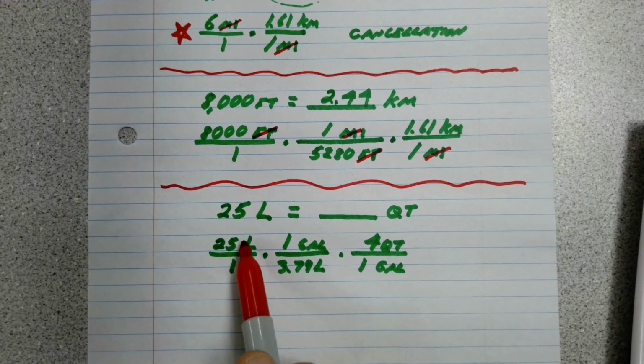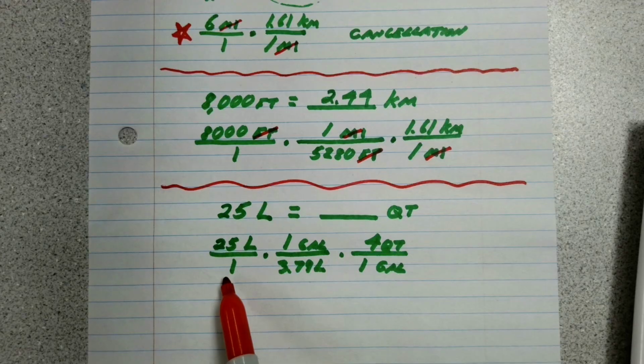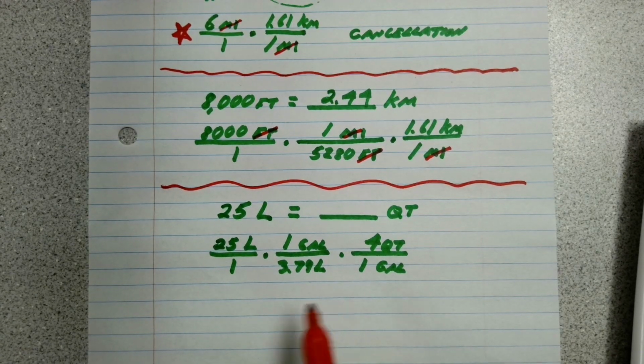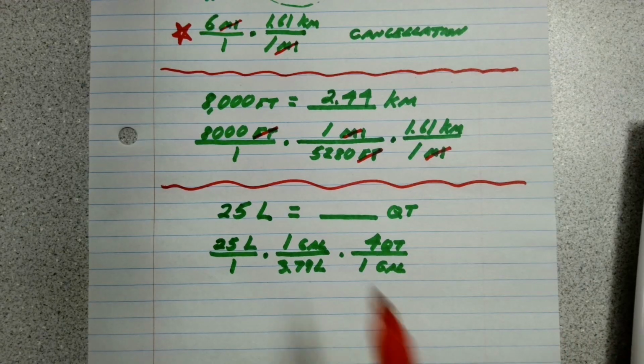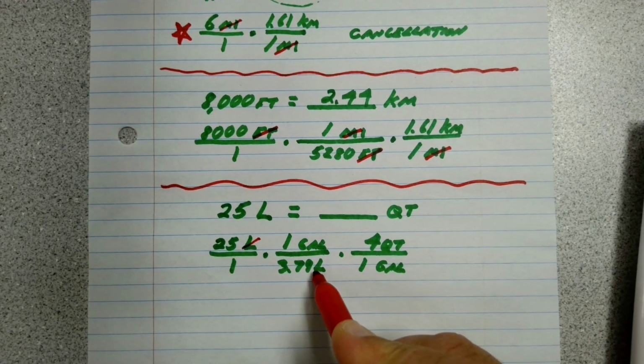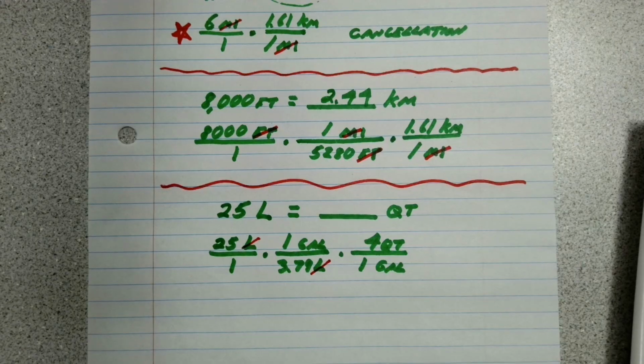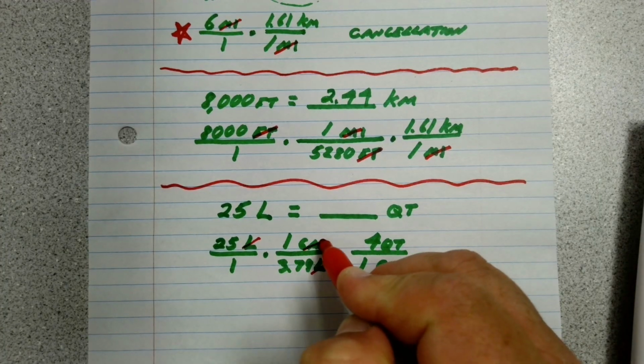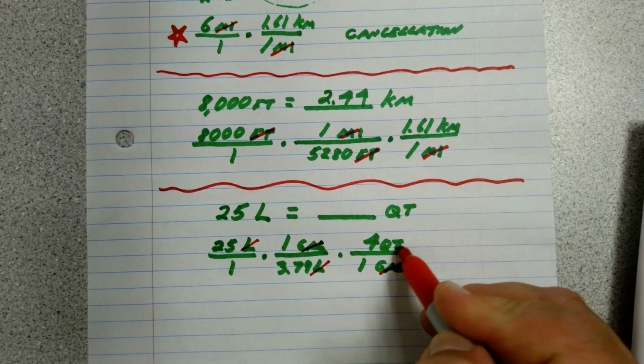So 25 liters over 1. I decided to get rid of liters first. Not that I had to do that, but at some point I do. So liters, and 1 gallon is equal to 3.79 liters. The liters cross off. 4 quarts equal a gallon. Notice gallons cross off. I'm left with QT.